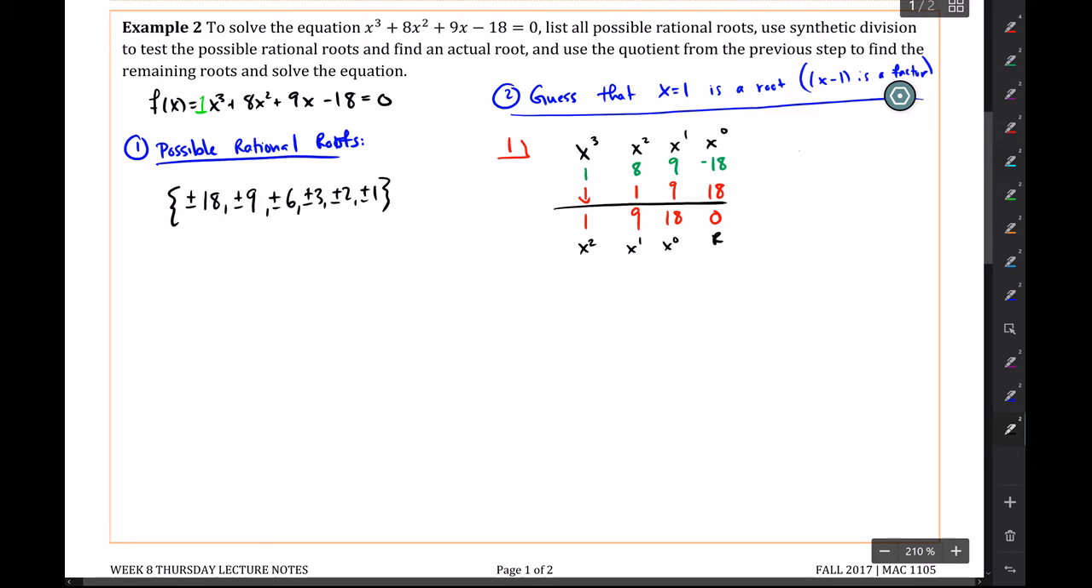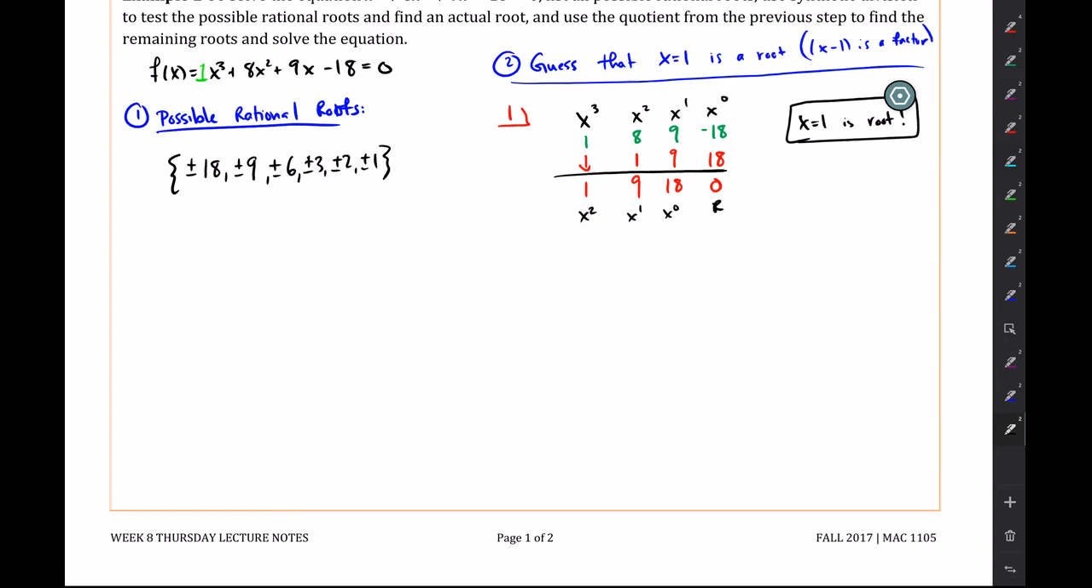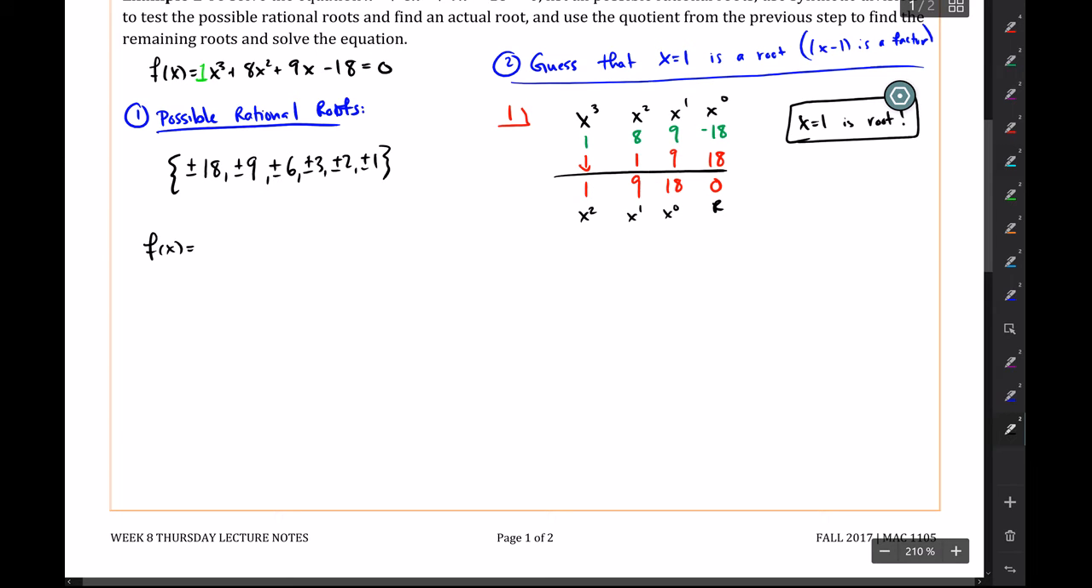So 1 is a root. x minus 1 is a factor. Okay, so that's great because that's told me that I've at least factored one linear factor out. Now I can keep going. So what I just found is that f of x can be written as x minus 1 times x squared plus 9x plus 18.